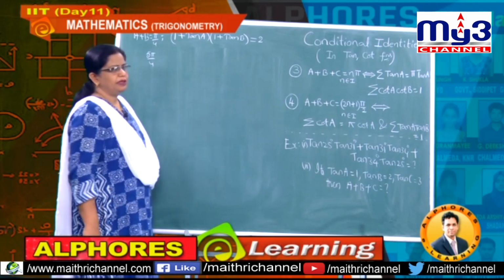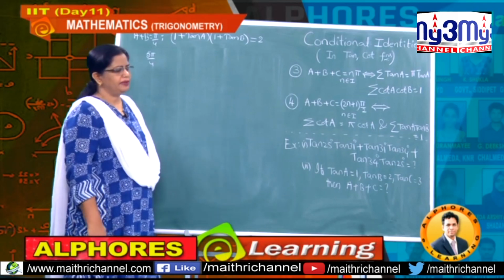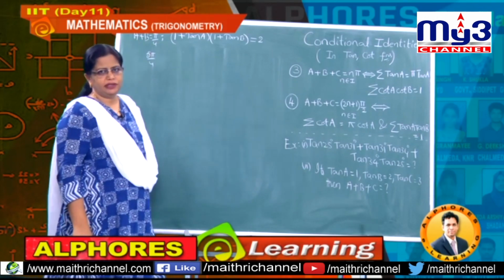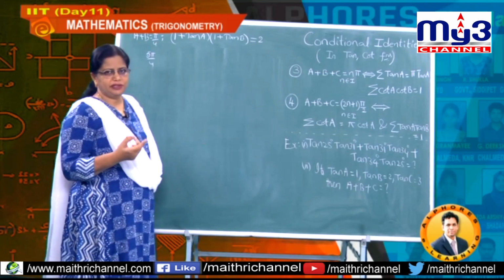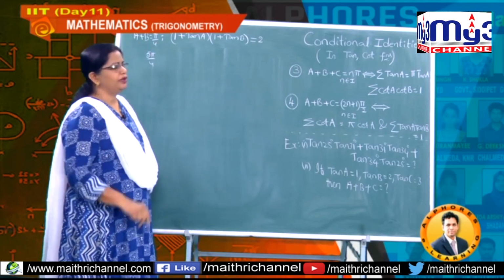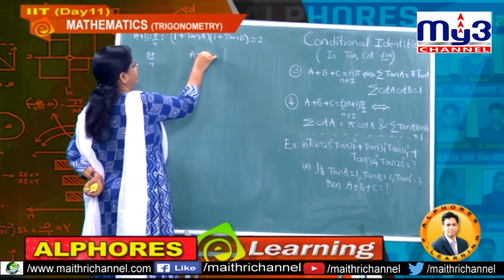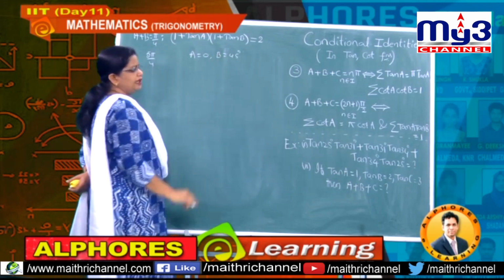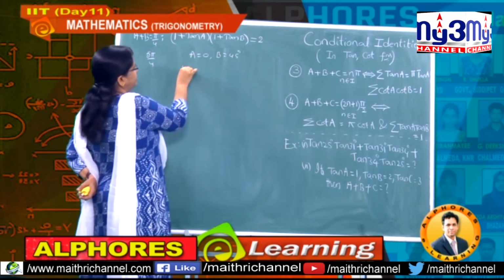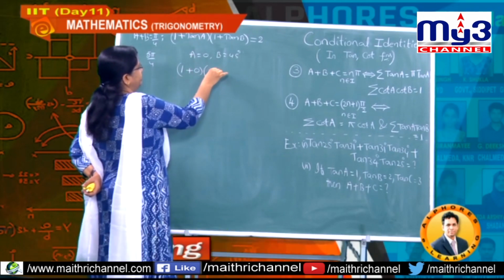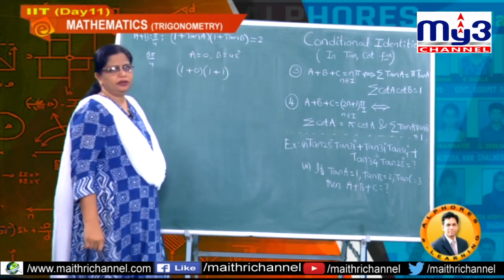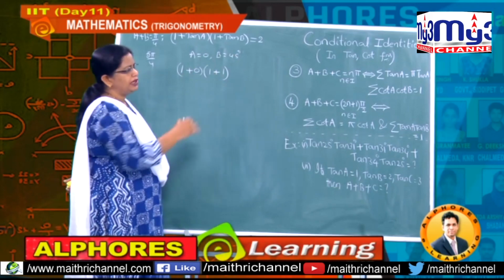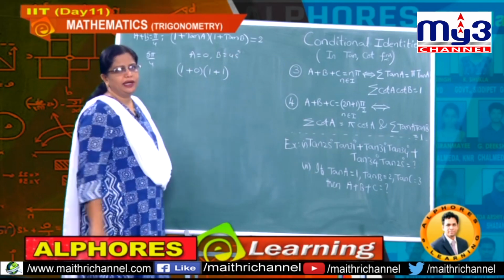And whenever you are unable to recollect these identities very fast, you can use this trick also. The sum of the angles is 45 degrees, so one of the angles you choose as 0 degrees and the other angle you take as 45 degrees. If I take A equal to 0, B equal to 45 degrees, then what is the value? 1 plus tan 0 is 1 plus 0, and into this one, 1 plus tan 45 is 2. Thereby you get the answer 1 into 2, that is equal to 2. In this way also you can use these kinds of identities.